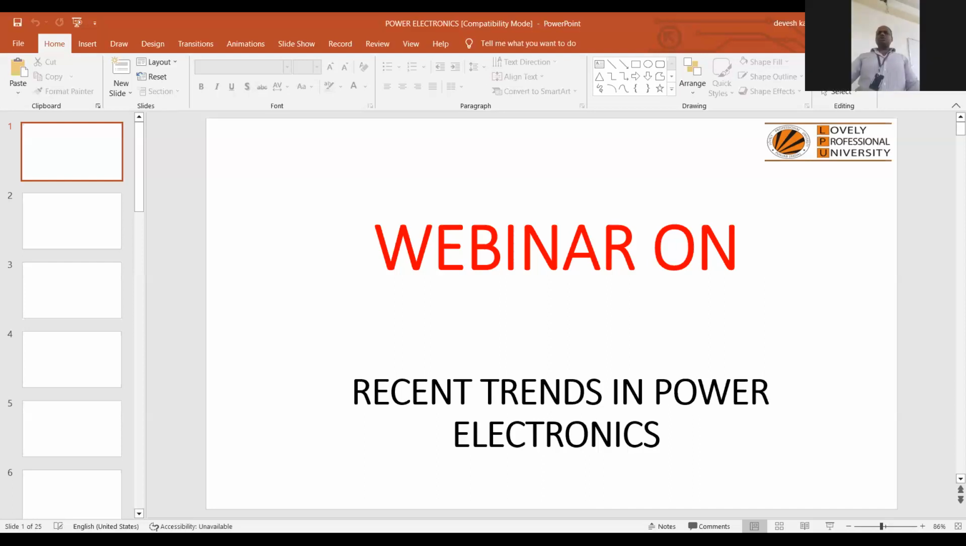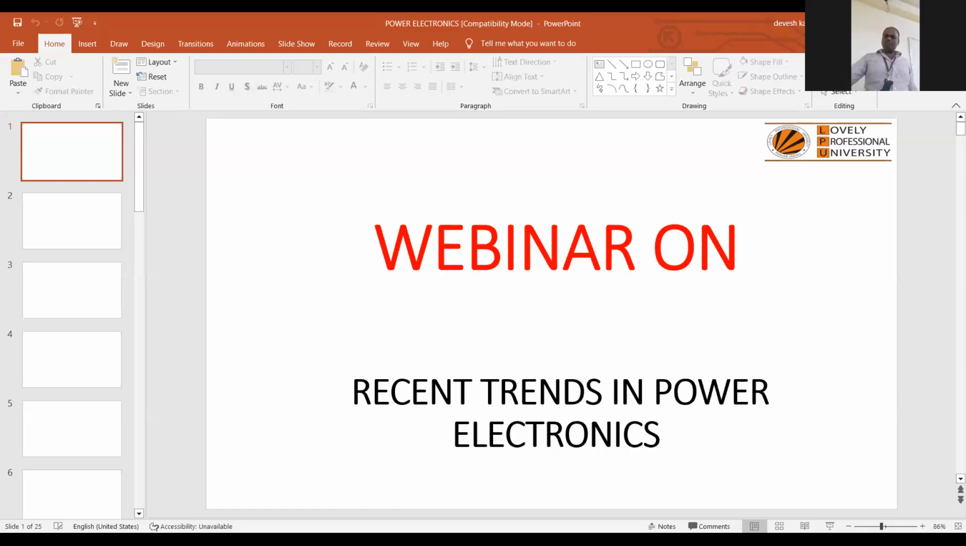Thank you. So according to this, we have various conversion types we need to follow. There are 5 important conversion technologies we are taking up. One is the rectifier, the second is the inverter, the third is the chopper, then the cycloconverter, and the AC voltage controller. These are the 5 very important types of conversion from input to output.